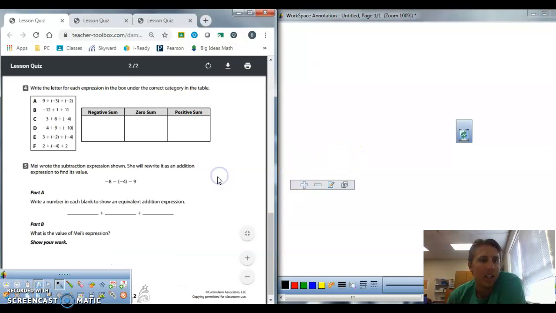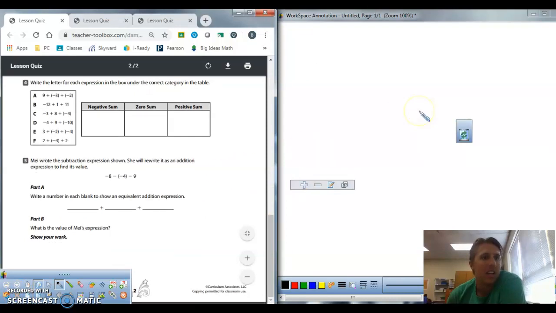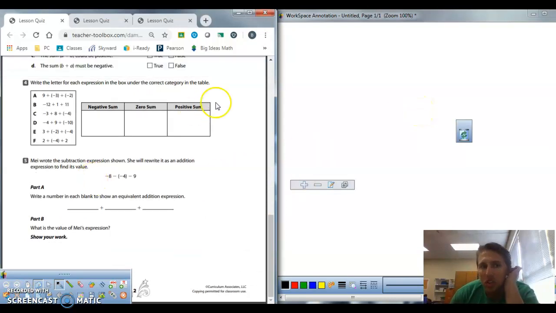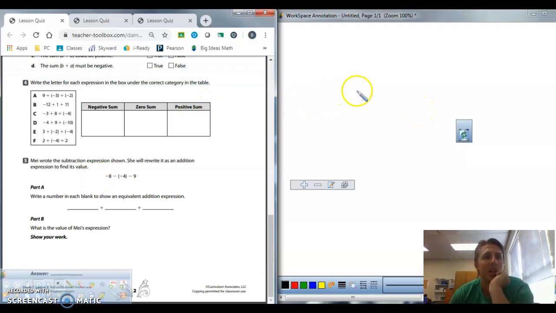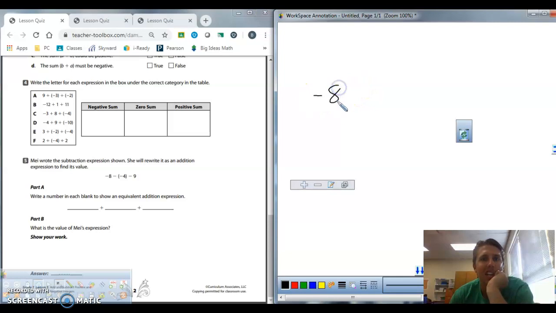All right, let's look at number 5. So they wrote this expression shown. She wants to rewrite it as addition, okay? So write each number in a blank to show an equivalent addition expression. So the first one's not going to change. We're going to have -8 there, sorry. Okay? Subtracting a negative is the same as adding +4.